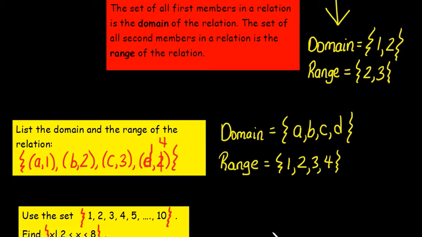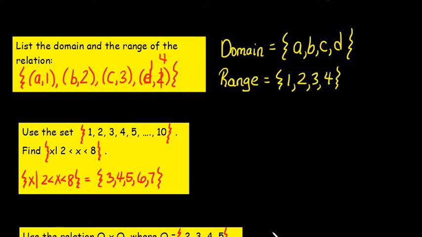Now, greater than, less than, it's not leaving us. It's still here. Use this set of numbers, 1, 2, 3, 4, 5, 6, 7, 8, 9, and 10, to find x such that 2 is less than x is less than 8. So I need to find all the numbers in this set that would match this. That means x has to be bigger than 2 and less than 8. And out of the set that I'm given, the ones that match are 3, 4, 5, 6, and 7.